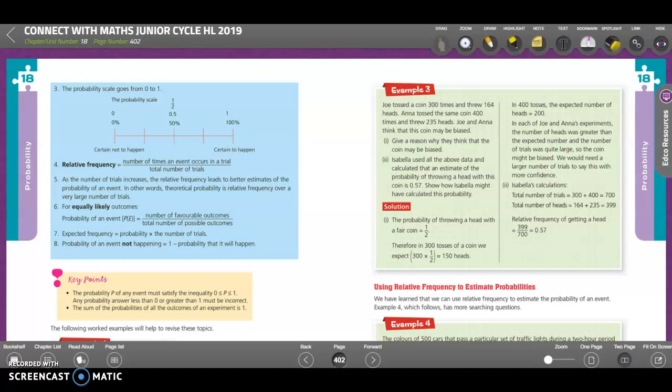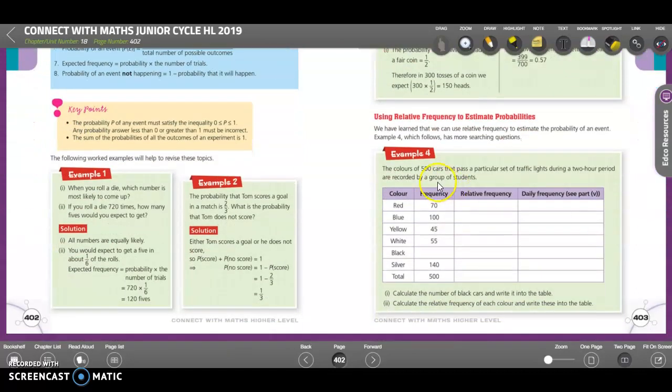All right. So just moving on to this example 4 down here, which is about using relative frequency to estimate probabilities. Okay, so in this example here, the colors of 500 cars that pass a particular set of traffic lights during a 2-hour period are recorded by a group of students, and there's a few questions about it. So without collecting that data, without standing there at the traffic lights and counting the number of red cars, blue cars, etc., if I just asked you, what's the probability that a car is red? Without collecting this information, we don't know.